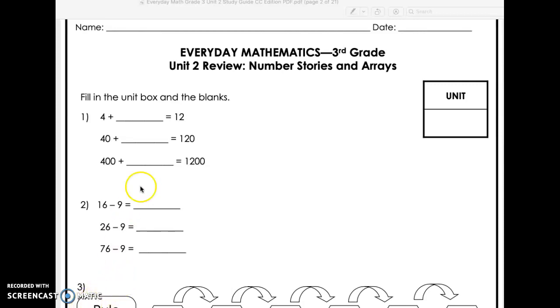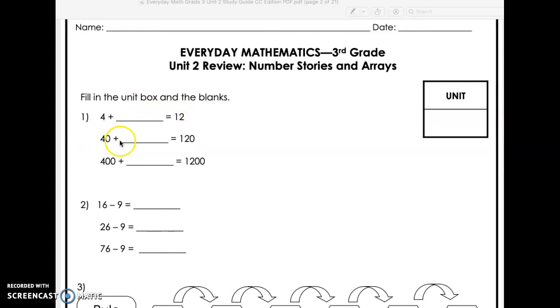So here we go. The very first one says 4 plus what equals 12? So you have to think 4 and then add on till you get to 12. And the answer for that would be 4 plus 8 equals 12.